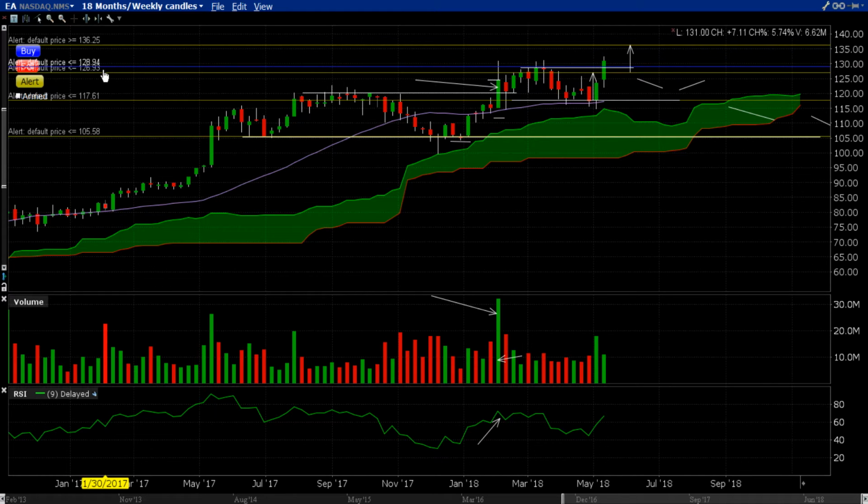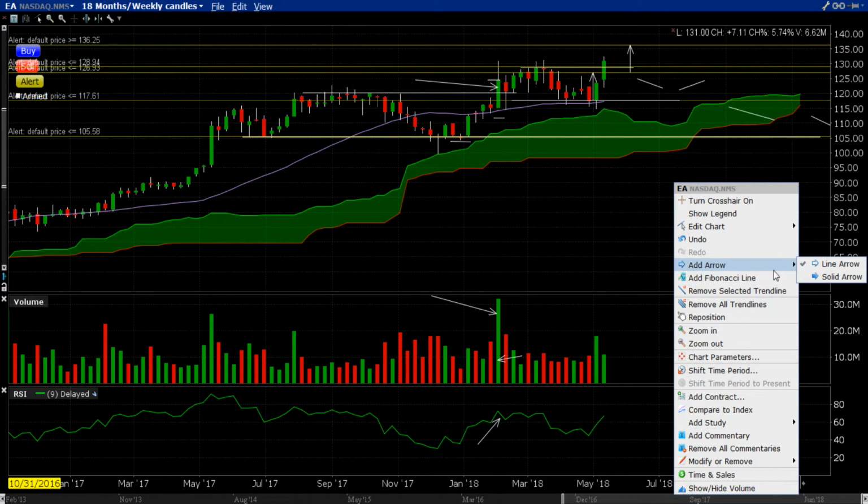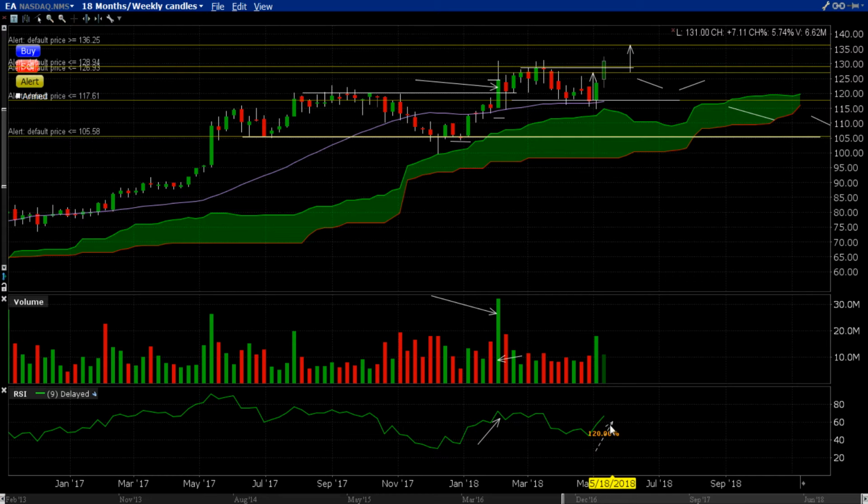So 127 on the monthly, you want to close above that on the monthly. On the weekly, you want to close above 129. And right now, price action is 131. If you close above 129 on the weekly and you have the RSI going upwards above the halfway point, love it. And you get this candle here.